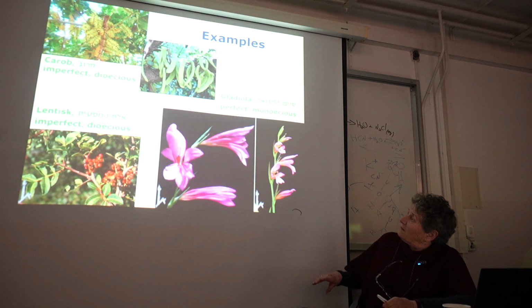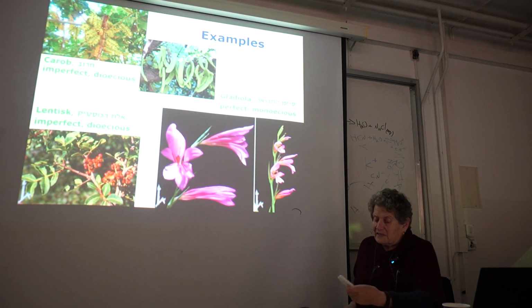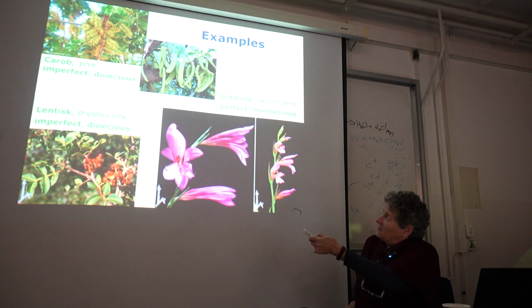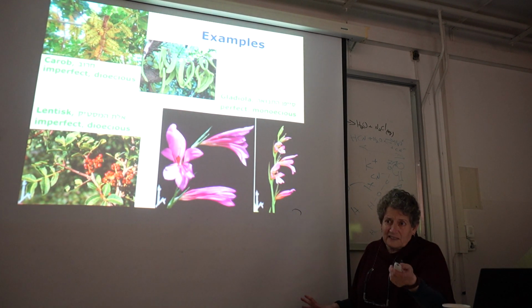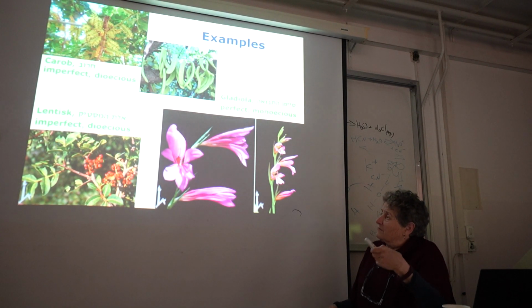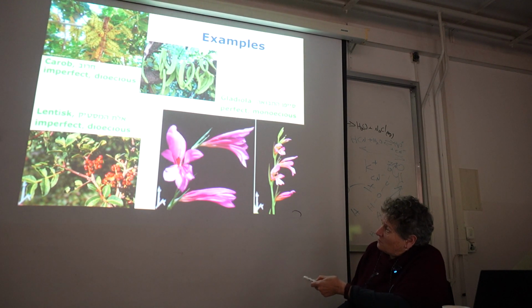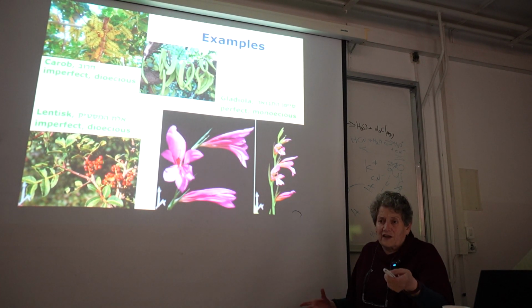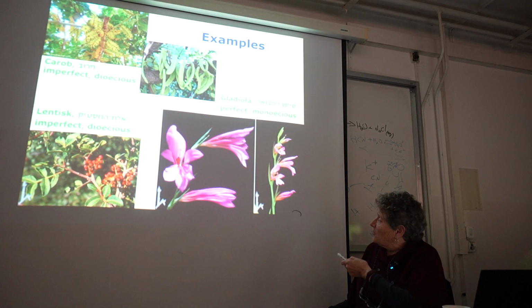So here, in this case, that's the carob tree. Here you can see the male, these are what the male flowers look like, and this is the female tree, which can be very easily recognized by its fruit. And carob trees are one of the easier cases. In this case also, this is the lentisk. The ones where you have the colorful fruit are the female trees, and the ones where you don't see colorful fruit are the male trees.